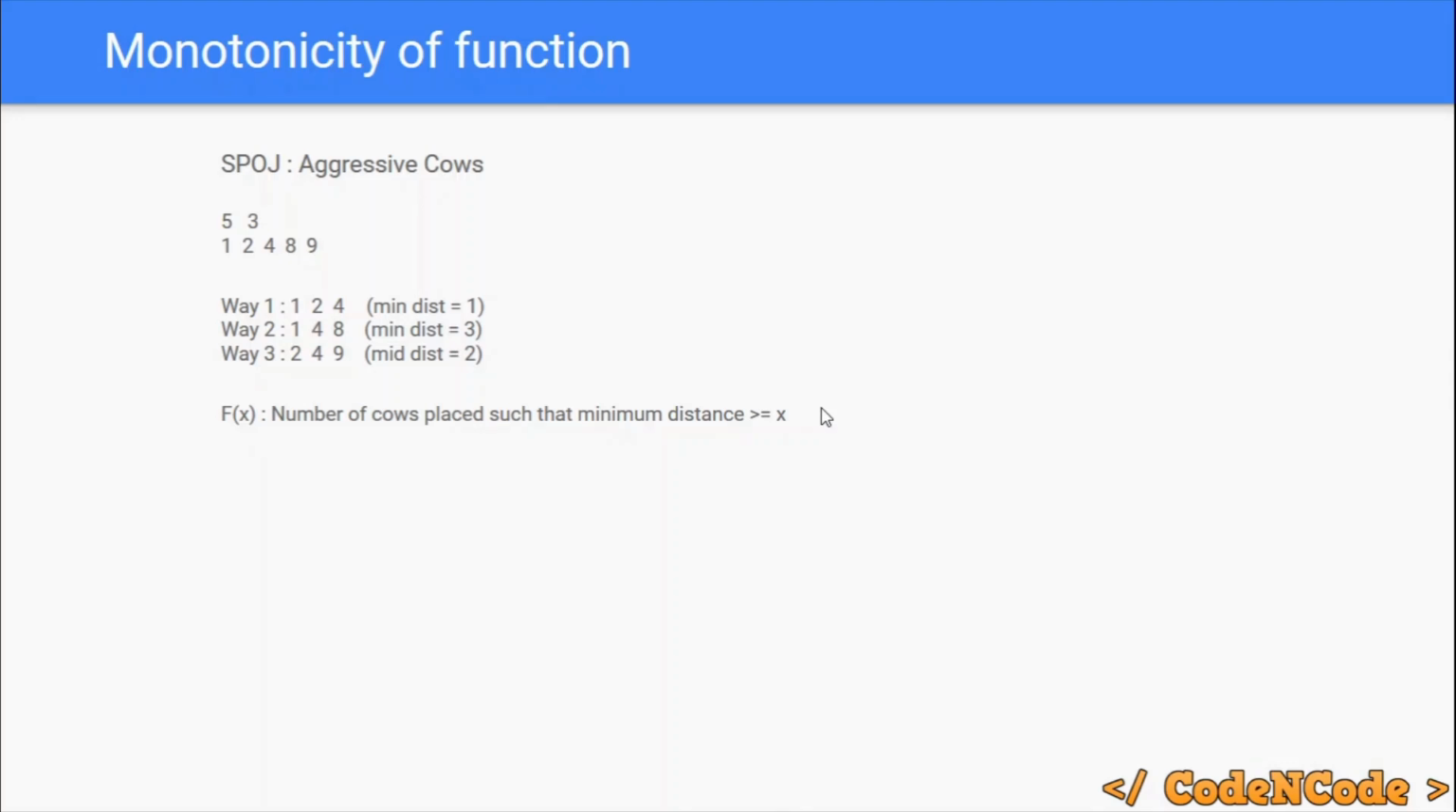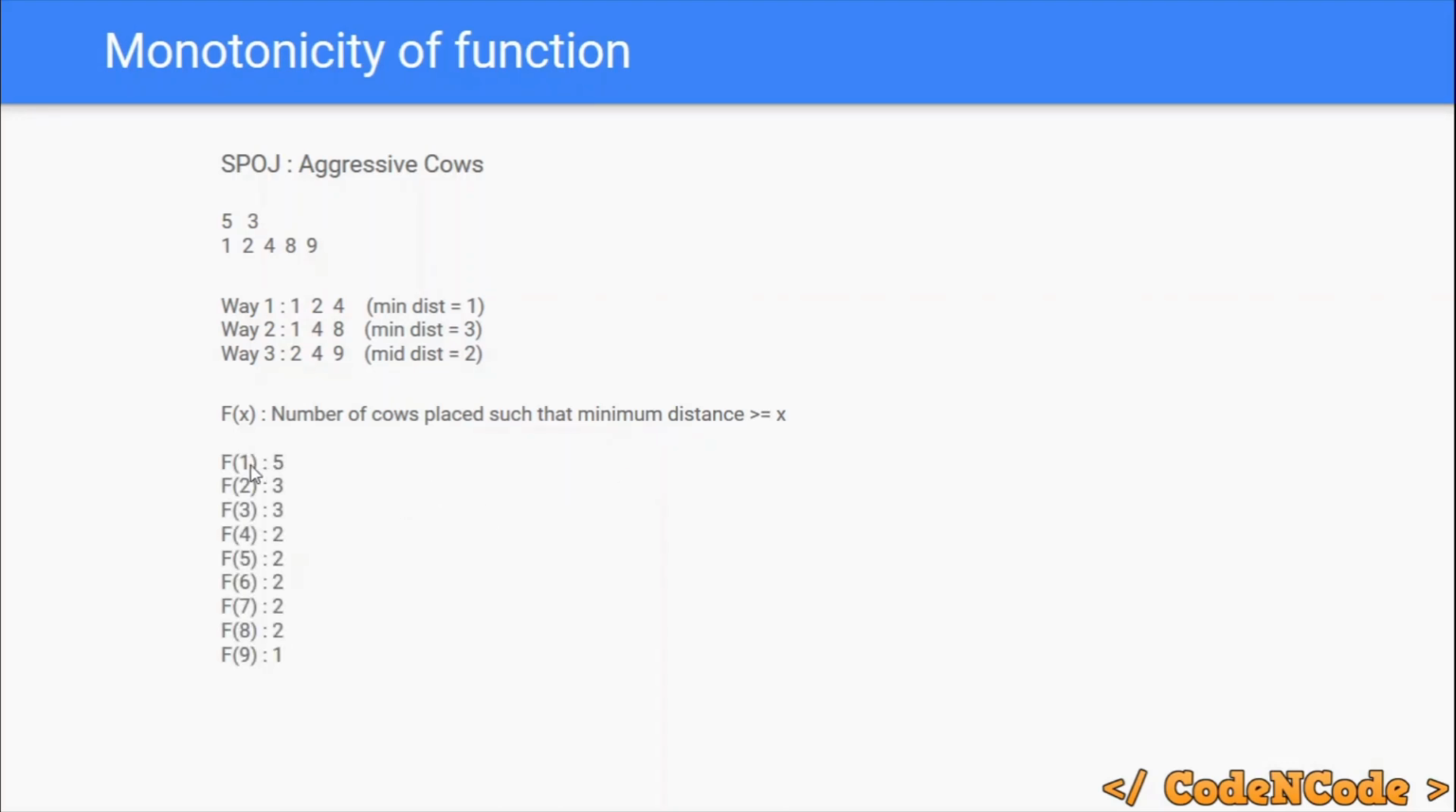Again, f(x) is equal to the number of cows I can place such that the minimum distance is greater than or equal to x. This function I can use to apply binary search and calculate the minimum distance. First, let's evaluate the function on certain values and prove that this function is actually monotonic.